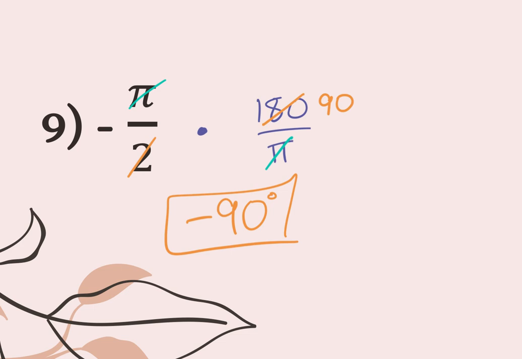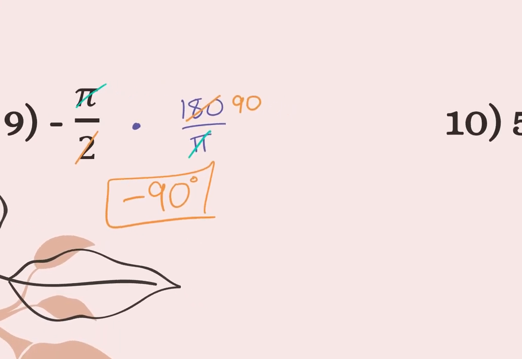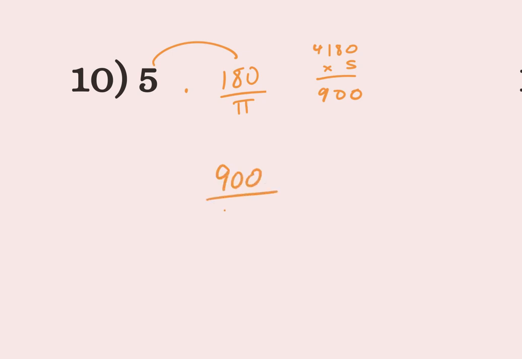Questions so far? All right, now you go to 10. Is 10 in radians or degrees? It's in radians, so we're going to multiply this times 180 over pi. There's nothing to simplify across, so we're going to literally multiply 180 times 5. And I get 900 over pi. If it wants it kept exact, that is my answer.